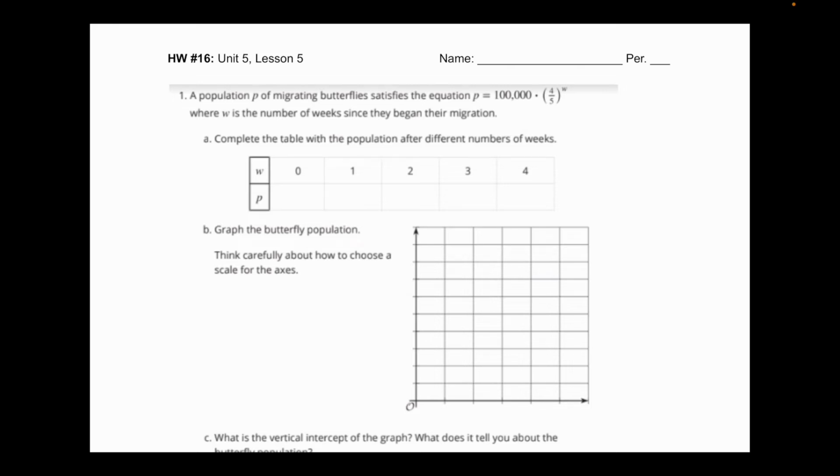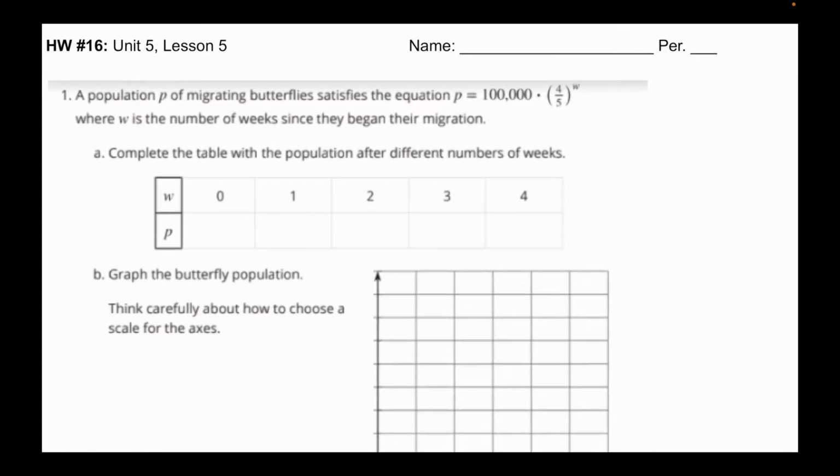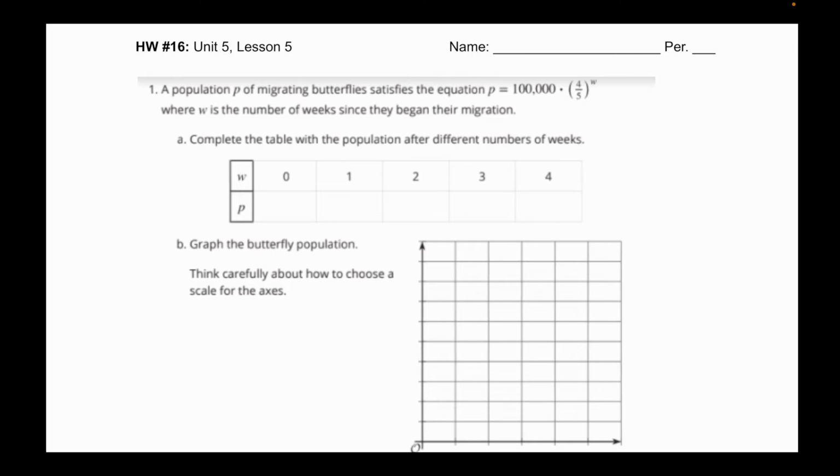So, let's jump in. First here, we have a question with a table. We have a population, P, of migrating butterflies that satisfies the equation P equals 100,000 times 4 over 5 to the power of W, where W is the number of weeks since they began their migration. It says complete the table with the population after different numbers of weeks.